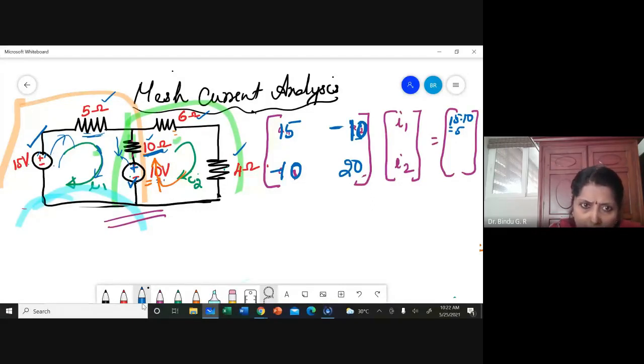And what about here? I2. In the second mesh, I2 is in the same direction as the voltage source. So I can write it as 10. I want all of you to listen. I'll give you 1 second to just digest whatever I have written. If you have any doubts, I want you to ask me. This is very important. If you have understood this, mesh current analysis is not a problem at all, even in your future.